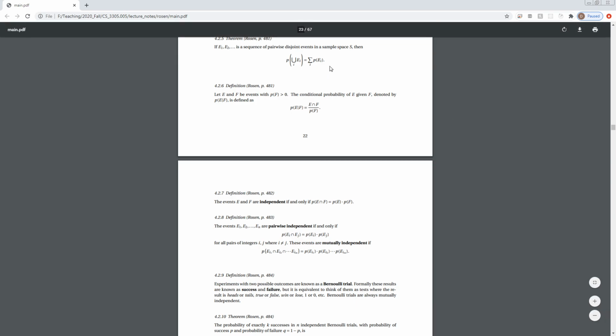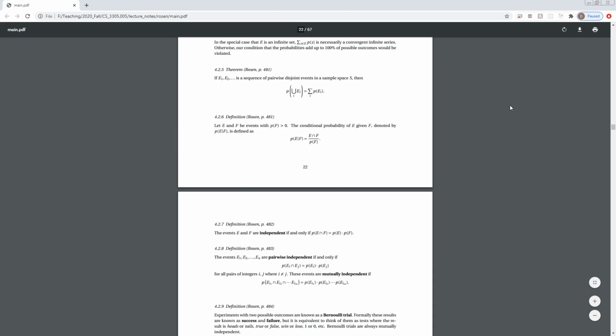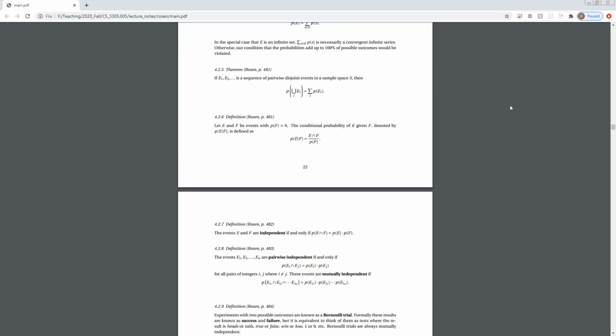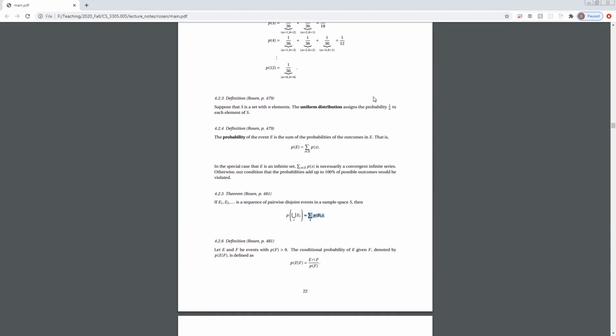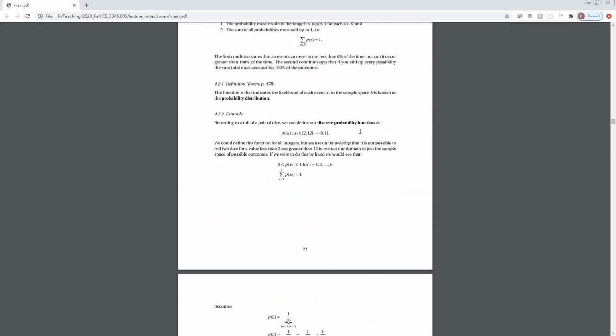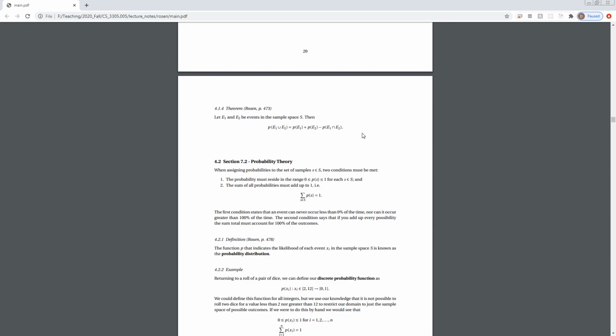Okay, and so this is a theorem, and again, we're still dealing with fundamentals, so don't expect it to be simple as we start. This one says that if you have a sequence of pairwise disjoint events in a sample space S, then the probability of the union of those events is the sum of the individual probabilities. Okay, so what does that garbage mean, right? We've said a lot. What exactly did we just say?